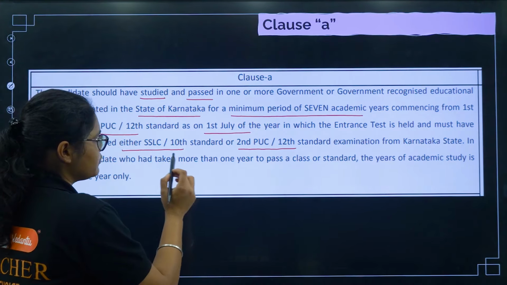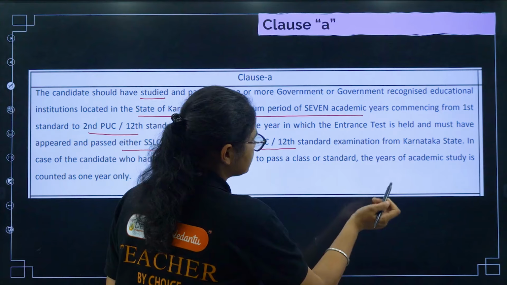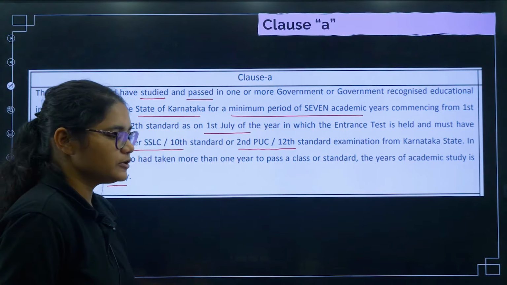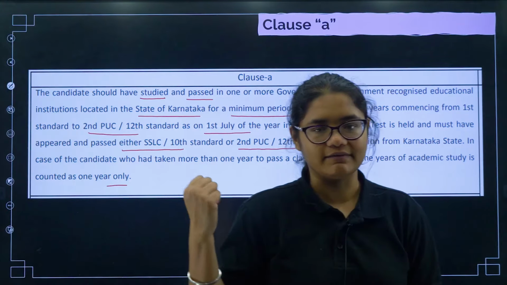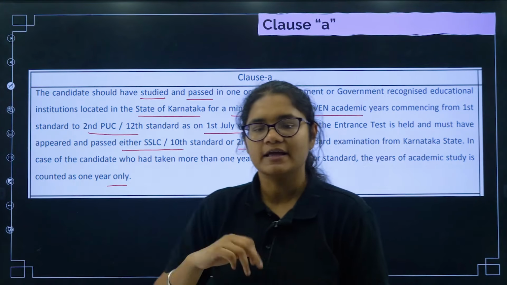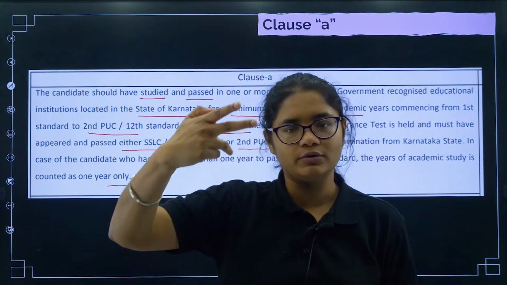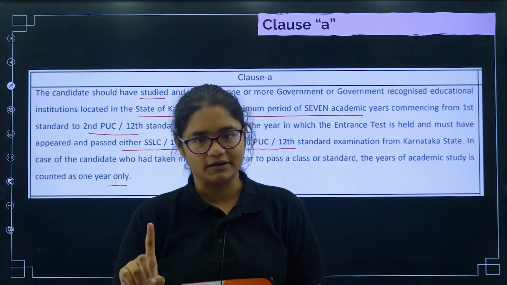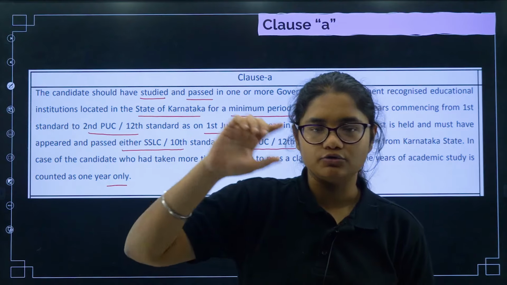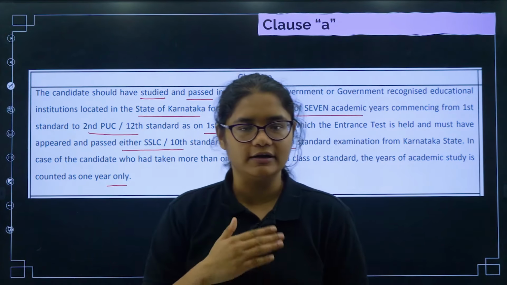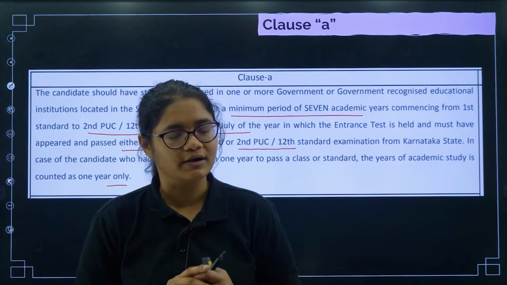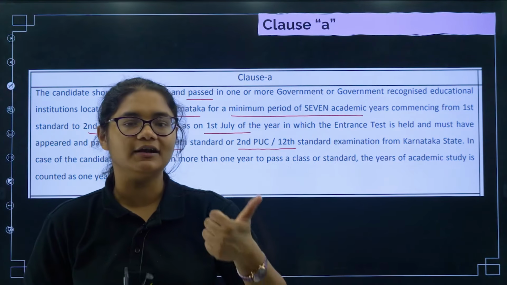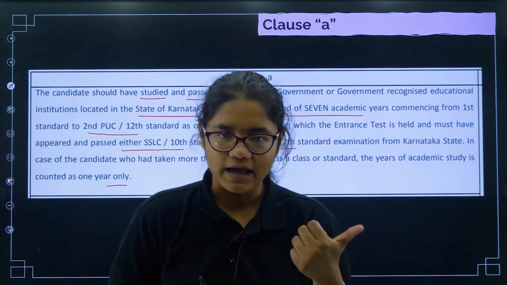In the case of a candidate who has taken more than 1 year to pass a class or standard, the years of academic study are counted as 1 year only. For example, you have been studying in 7th, you failed in 9th class and studied 9th class 2 or 3 times, then you cannot count it as 2 years studied in Karnataka. No, 1 class is 1 year. So from 1st to 12th you should complete 7 years. It doesn't have to be consecutive or anything like that. 7 years should be there, and in those 7 years you should have either 10th or 12th from Karnataka. I hope this is clear.